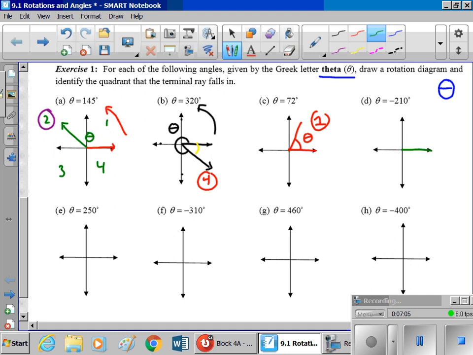All right. Initial ray, positive x-axis. This time we're going negative, which means that we're going to be going clockwise. So you got to be careful. You got to watch your signs. So we go 90 degrees clockwise. We go 180 degrees clockwise, and then we go 30 degrees further. It's going to look something like that. And you get this angle theta with our little Pac-Man to say which side we're on. And this is quadrant 3.